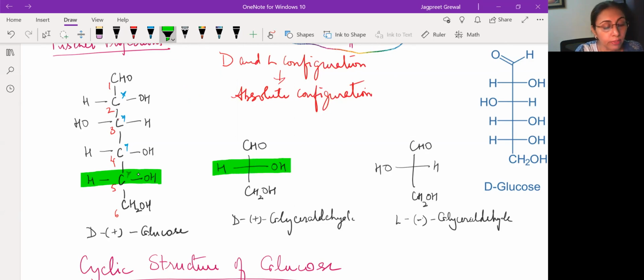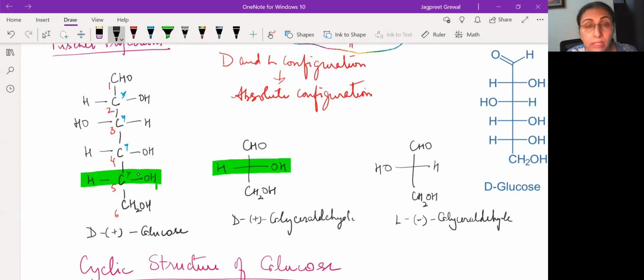Glyceraldehyde is the smallest molecule of the monosaccharides. So if you compare it, in D-glyceraldehyde, which is dextrorotatory, the OH is present on the right side. The OH is present on the right side, and in the glucose molecule that is found in nature, again the OH is present on the right side, on the last chiral carbon atom. So this is given the configuration of D. Okay, so we call it D positive glucose.